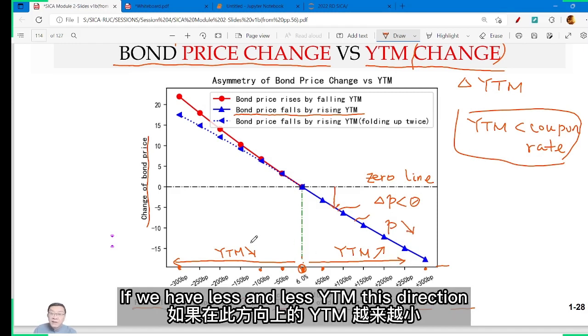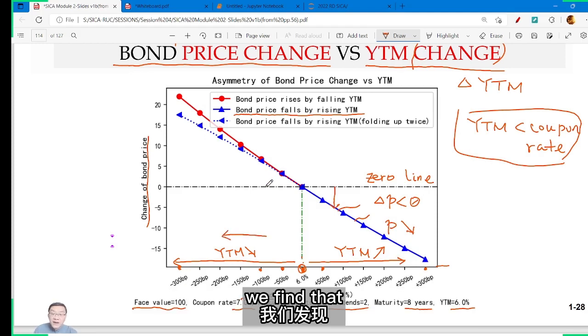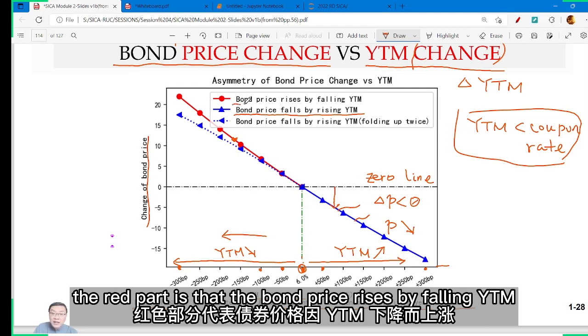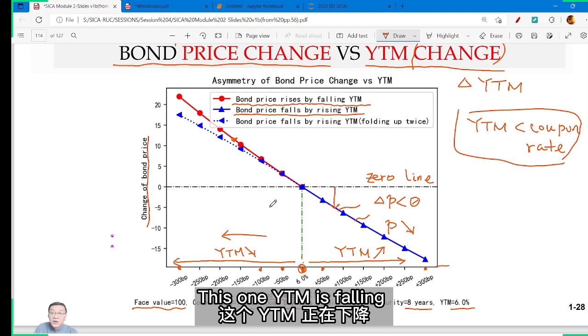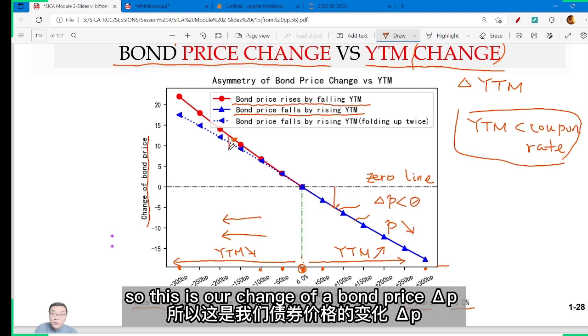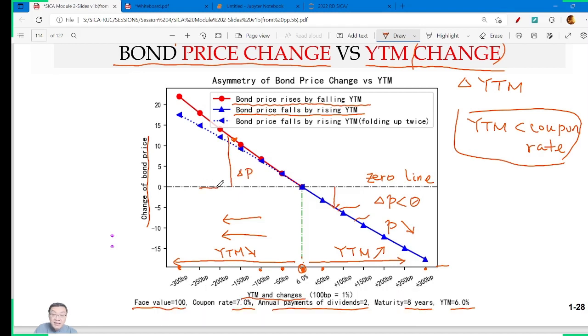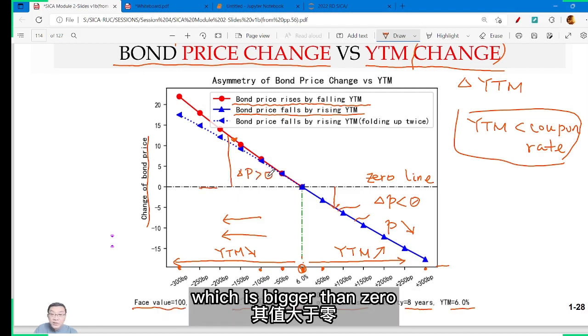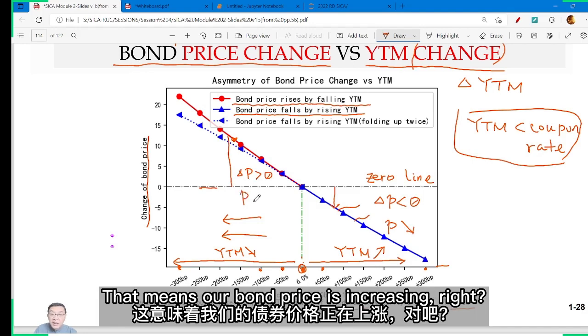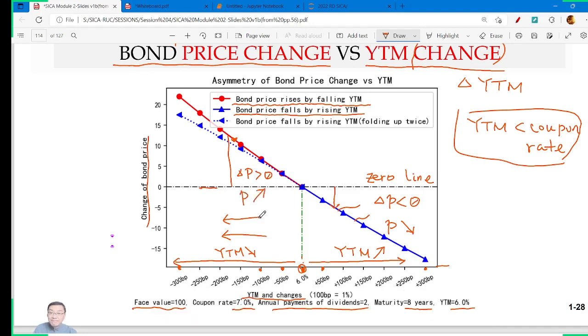If we have less and less YTM in this direction, we find that the red part is the bond price rises by falling YTM. Here YTM is falling. So this is our change of bond price, delta P. Here is above the zero line, which is bigger than zero. That means our bond price is increasing, right?